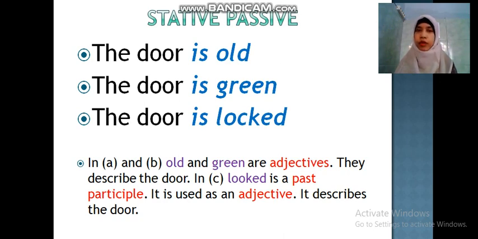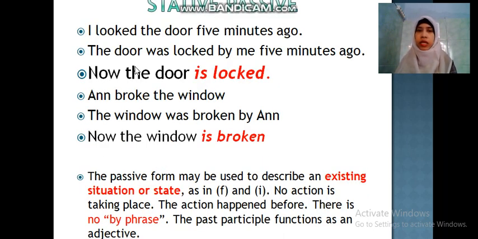terjadi. It is usually said to be about stative passive too. Okay, this one is stative passive. Usually there is some action in the previous. So I locked the door five minutes ago, and when we change it into passive, the door was locked by me five minutes ago, and now we see that the door is closed.